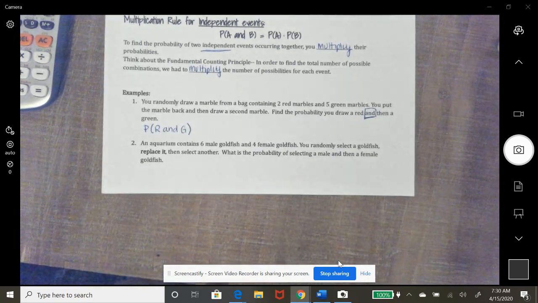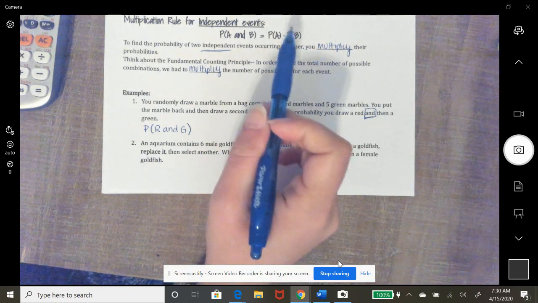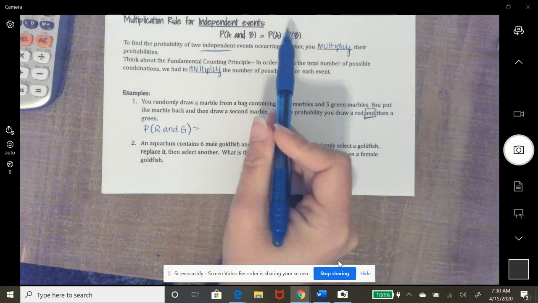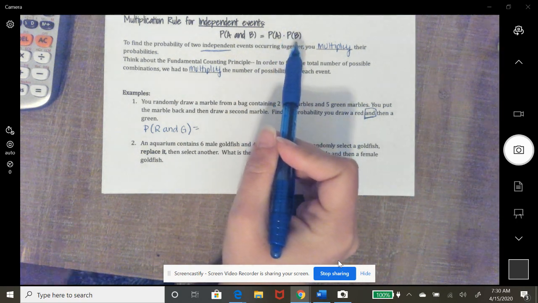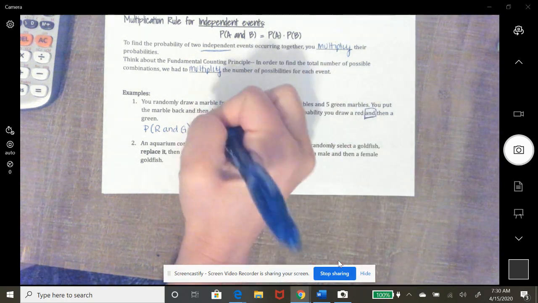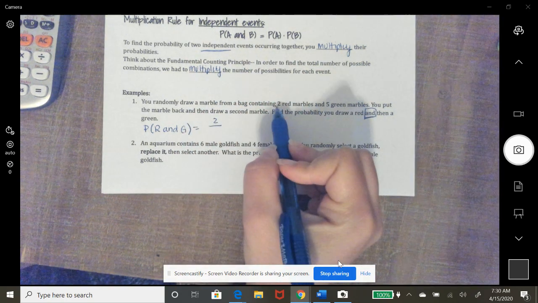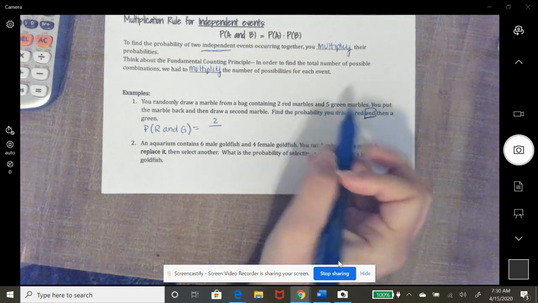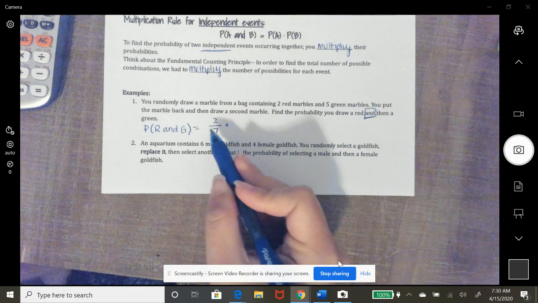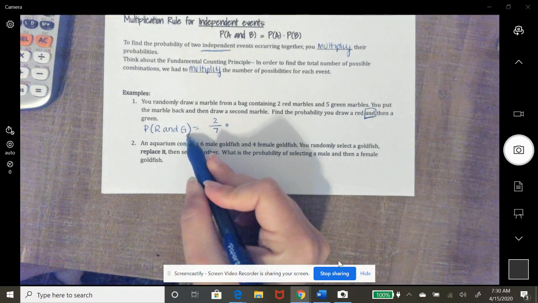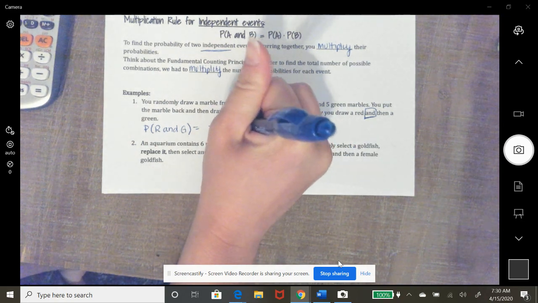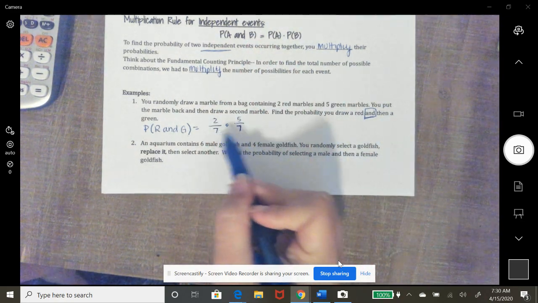So what we need to do, using this formula here, is find the probability of drawing a red, and then multiply it by the probability of drawing a green. The probability of drawing a red: we have 2 reds out of 2 plus 5, so 7 total. Then the probability of drawing a green: we have 5 green out of still those 7 total. And then we're just multiplying these together.